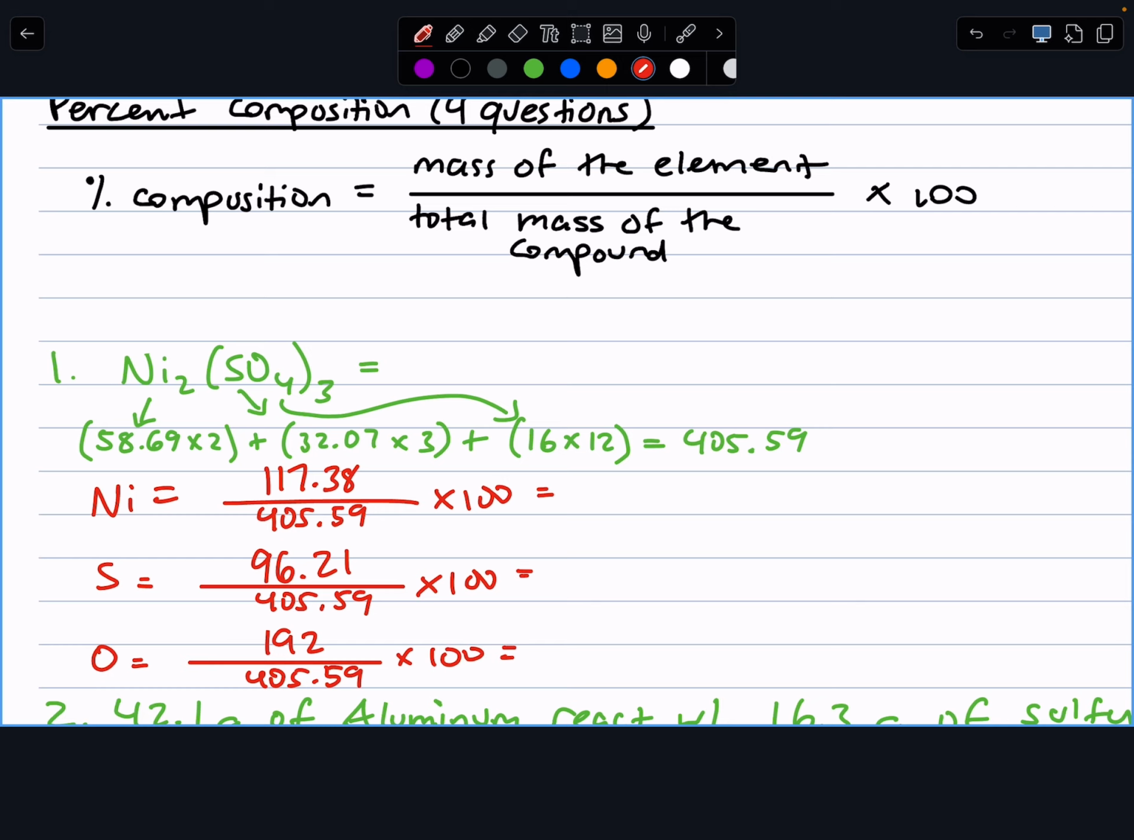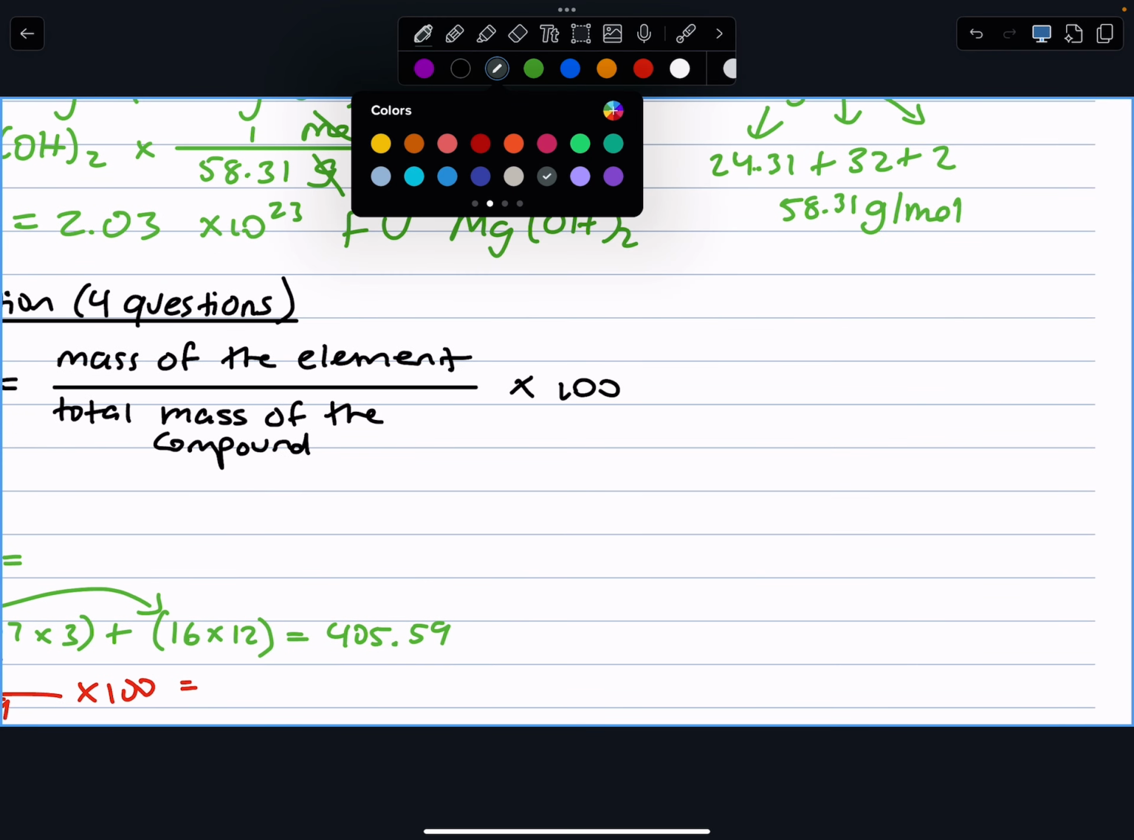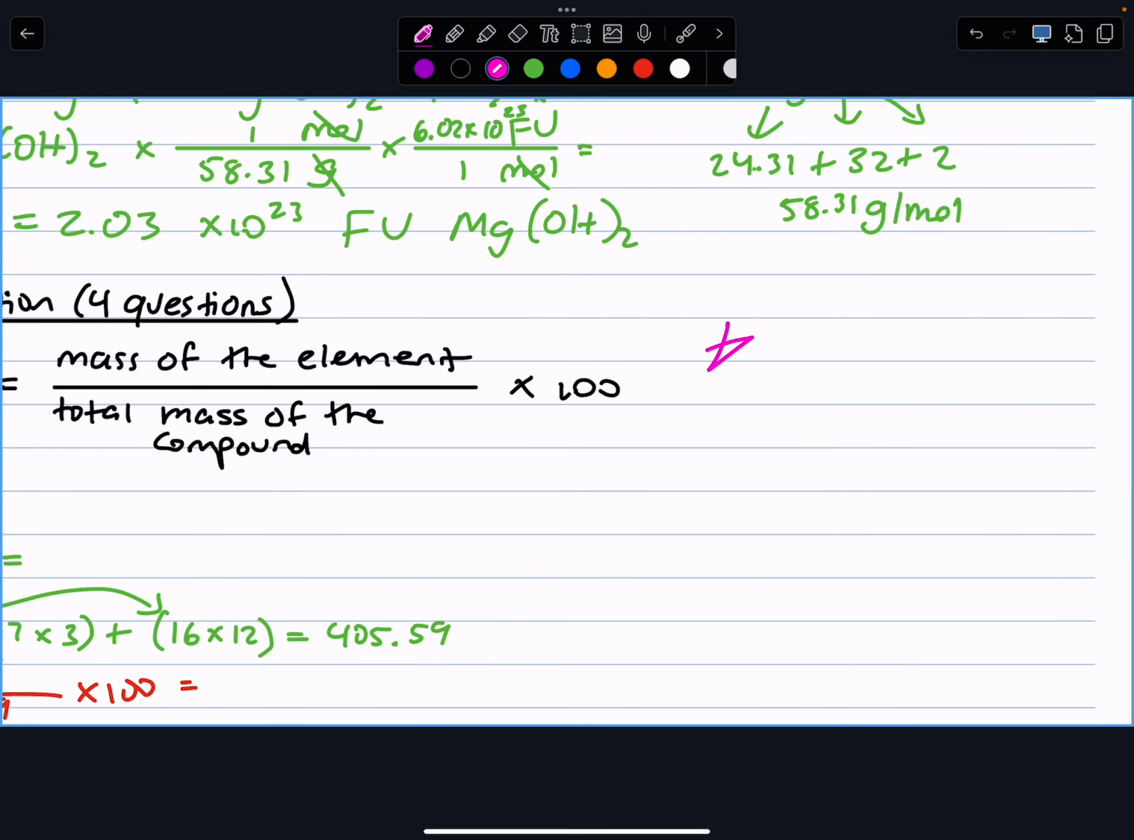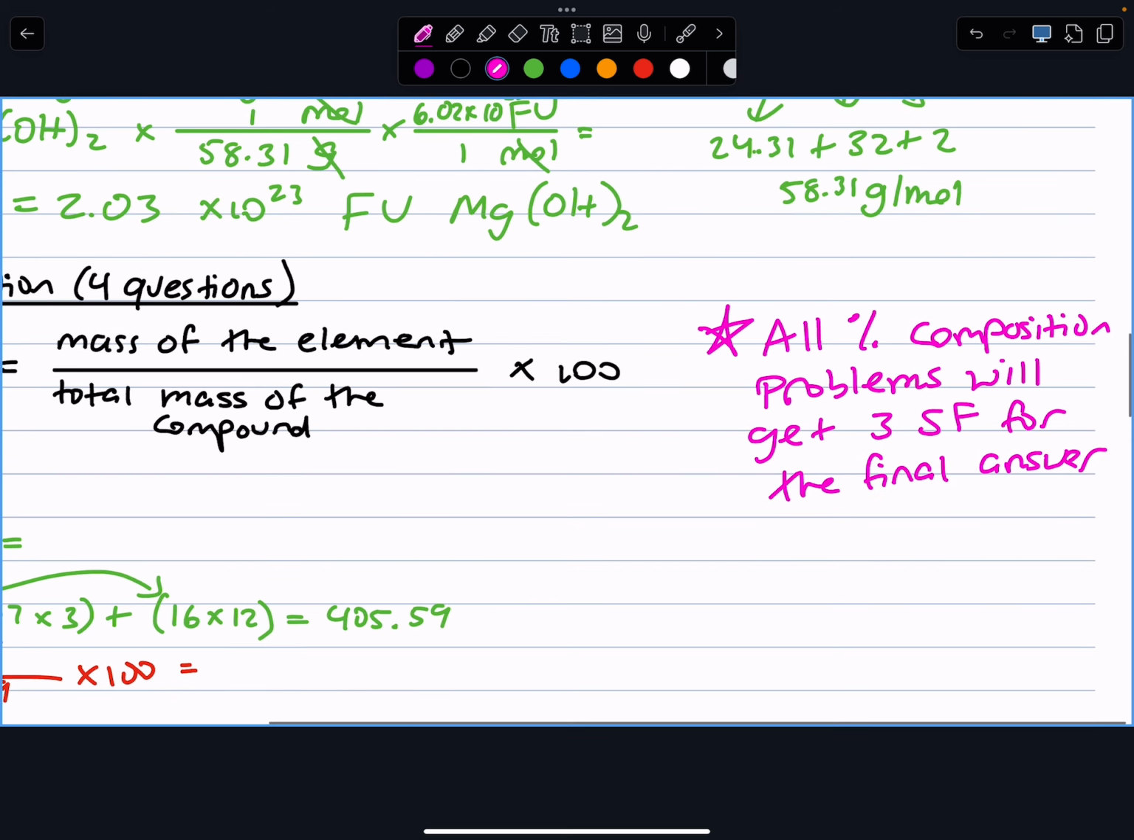All percent composition problems will get 3 significant figures. What did I just say? All percent composition problems will get 3 significant figures for the final answer. Thank you, Jazz.